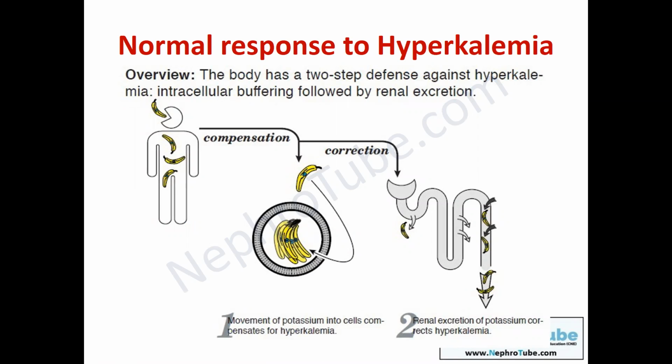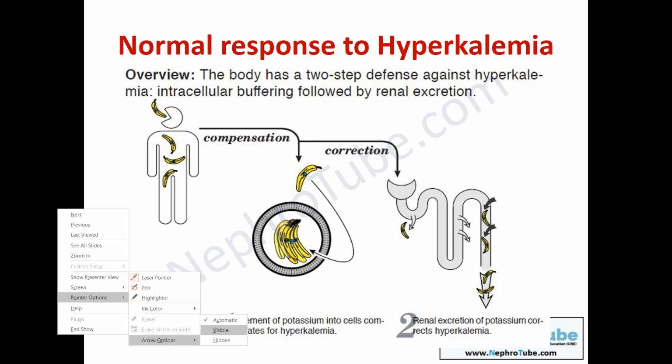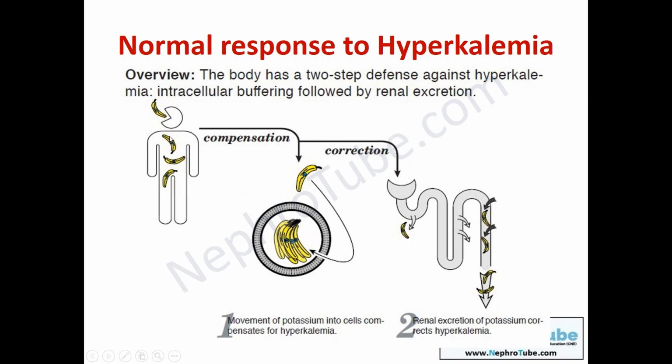Before going through the different causes of hyperkalemia, let us rapidly revise the normal compensation and correction of the body to increased potassium intake. If there is increased potassium intake by the body, which may elevate serum potassium level, the body compensates by redistribution of the plasma potassium and entry of the potassium into the cells, which will decrease the serum potassium level, and also by increasing the renal excretion of potassium, which will correct the hyperkalemia.